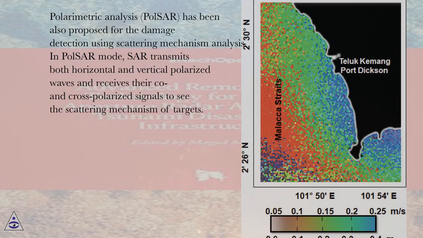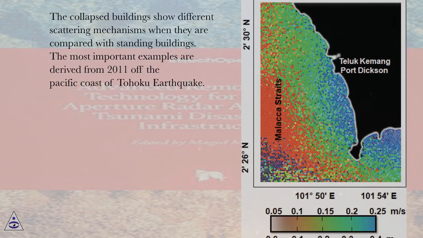In PolSAR mode, SAR transmits both horizontal and vertical polarized waves and receives their co- and cross-polarized signals to see the scattering mechanism of targets. The collapsed buildings show different scattering mechanisms when they are compared with standing buildings. The most important examples are derived from the 2011 off the Pacific coast of Tohoku Earthquake.